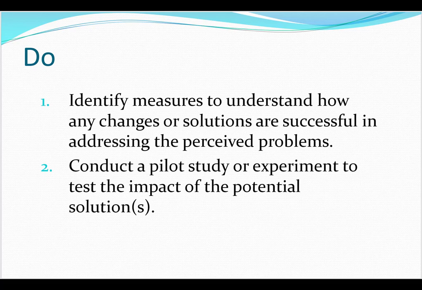In the do phase, we identify measures or metrics, so to speak, so that we understand how the changes or the solutions are in fact measuring up against what we expect them to. So this is very important. It's part of the scientific method of doing analysis because you need to identify your measures first before you do a pilot study or an experiment or a test to be able to gauge the process against those measures.